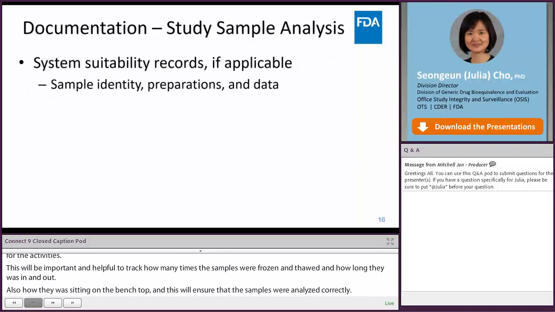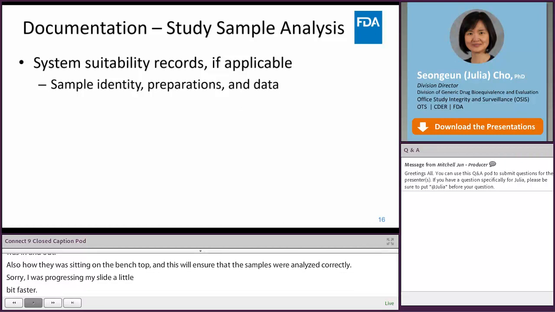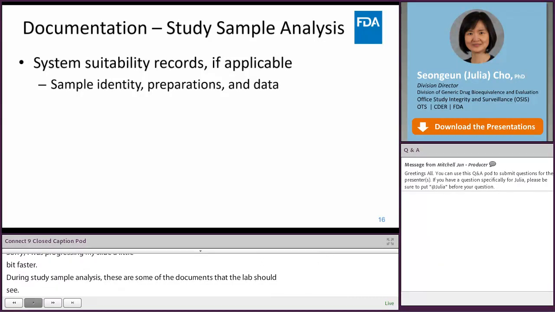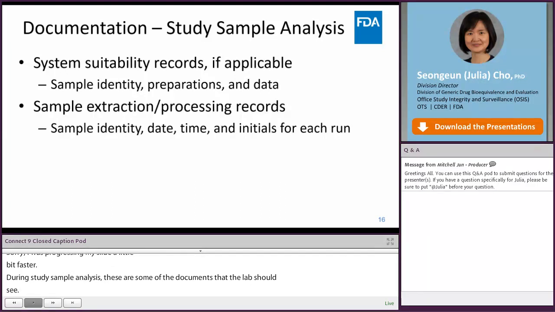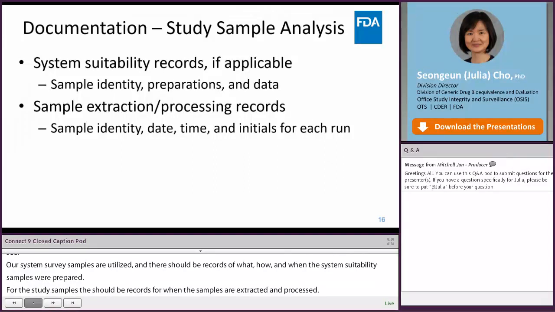During study sample analysis, these are some of the documents that the lab should keep. If system suitability samples are utilized, there should be a record of what, how, and when system suitability samples were prepared, and the data from the test. For the study samples, there should be records for when samples were extracted and processed. That includes identity of samples, including the QCs and CALs that were used in the same batch, and who took out the samples and processed and analyzed them.